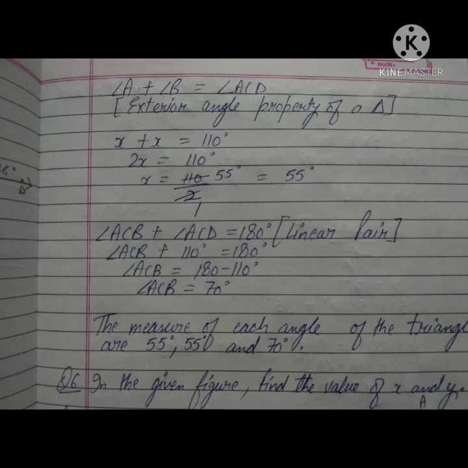And angle ACB plus angle ACD is equal to 180 degrees. They are forming a linear pair. These angles are on a straight line. So angle ACB plus 110 is equal to 180 degrees. Angle ACB is equal to 180 degrees minus 110 degrees. Angle ACB is equal to 70 degrees. The measures of the angles of the triangle are 55 degrees, 55 degrees and 70 degrees. Clear? Now come to question number 6.